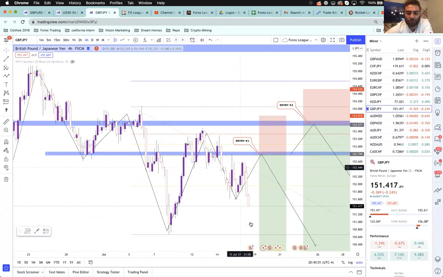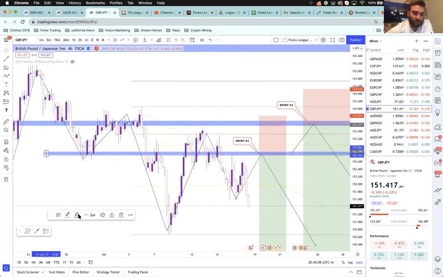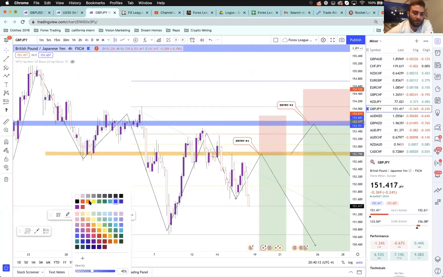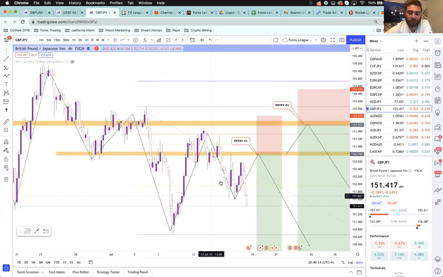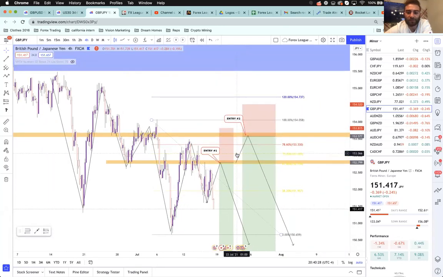I do not want a short right now. There's so much room for this to retrace. So I'm going to change the colors of these. These are my 4-hour levels right here. Let's get them marked up. So entry number one, if price does come back up into this 152,800 area, I'm definitely going to try to short it. This would be a retest of this key level, and also a retest of this previous high point. And then we've got our fibs on here. That's a 61.8, so multiple confirmations in that area.